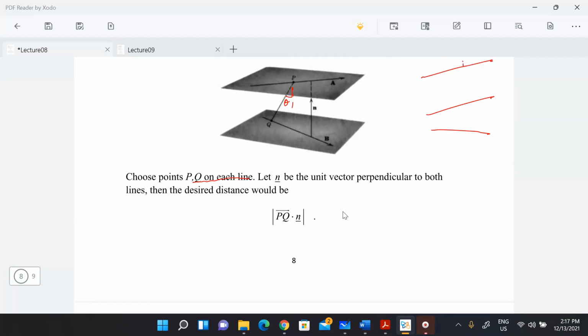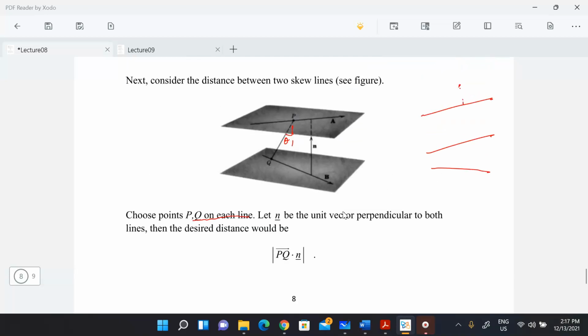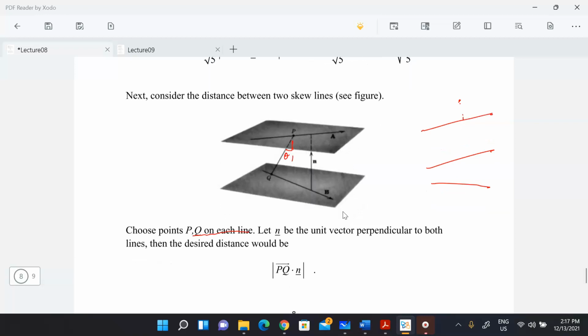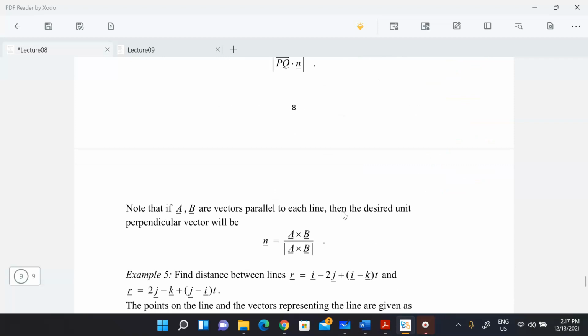Okay, the only thing is, how do you get n? So n is taken from the two vectors that give you the lines. Okay, so here's the line A, here's the line B. So in order for n to be perpendicular to both, it needs to take the cross product between the vector A and the vector B. So you take A cross B to give you a perpendicular vector to both lines, and then you take the norm of that vector in order for you to get a unit vector.